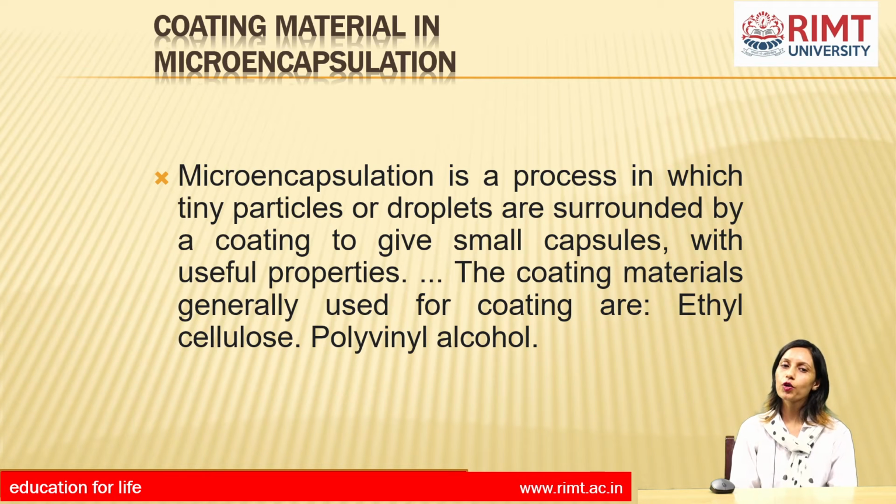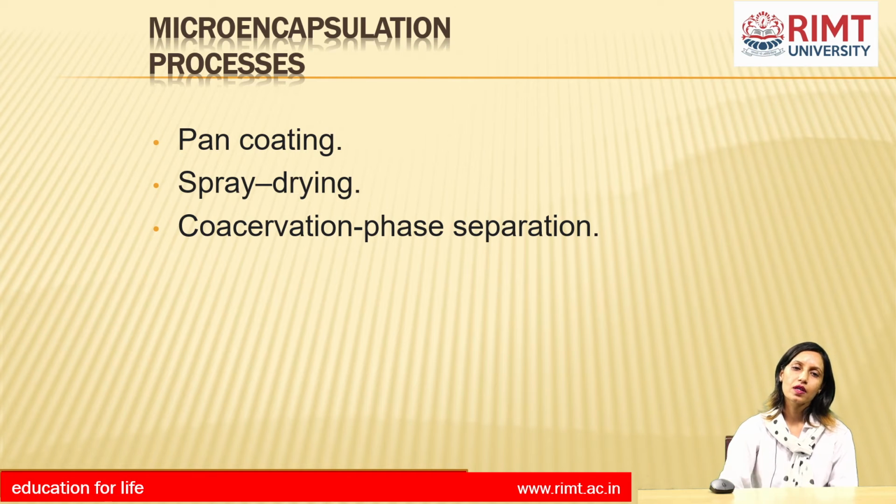Next is the coating material in microencapsulation. Which material do we use for the coating of microcapsules? It is a process in which tiny particles or droplets are surrounded by a coating to give small capsules with useful properties. The coating materials generally used are ethyl cellulose and polyvinyl alcohol. Next are the microencapsulation processes. First is pan coating, next is spray coating and the third one is coacervation phase separation.